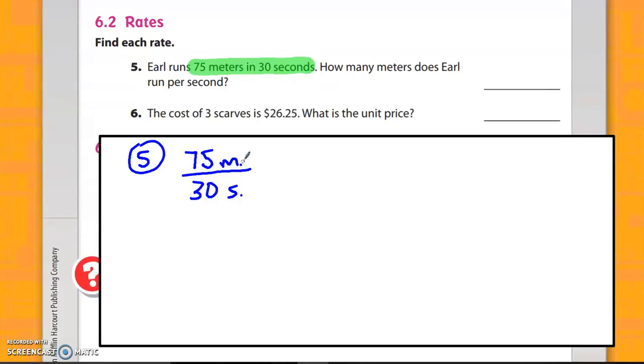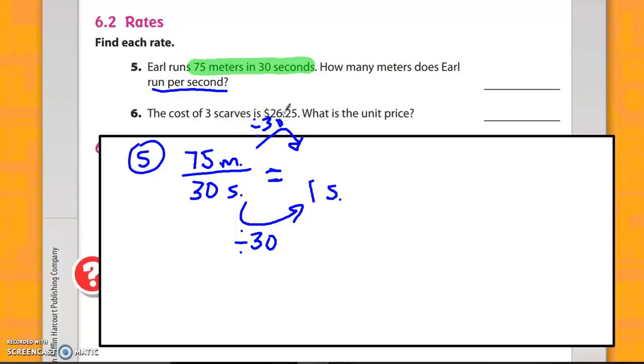And it says how much does Earl run per second? That's per 1 second. So what that means is I don't want to know how many meters he runs in 30. I want to know how many meters he runs in 1. And the reason I point that out to you is because it kind of tells you the operation. How would I get from 30 seconds down to 1 second? Oh, I divide by 30. 30 divided by 30 is 1. So what that tells me is what I need to do to the top term is also divide by 30.